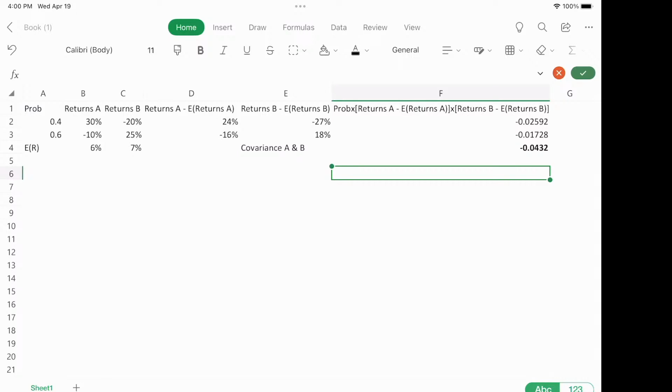The weighted variance, I'll see if I can figure that out on your calculator. Otherwise, just use Excel.